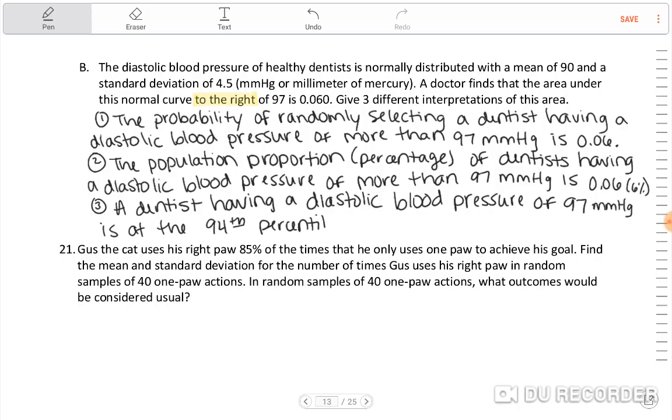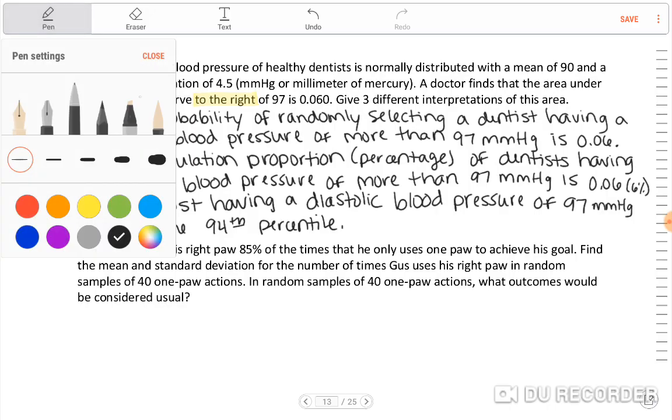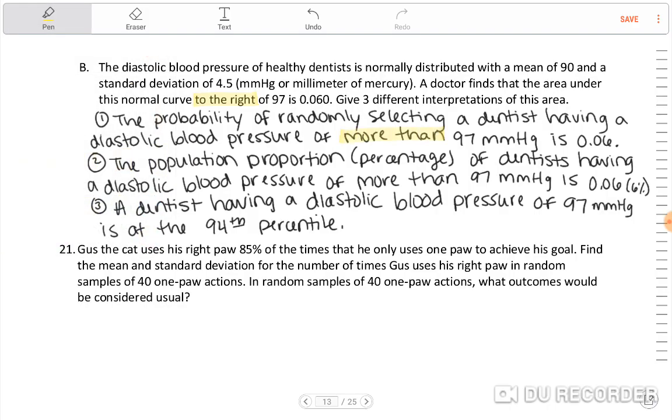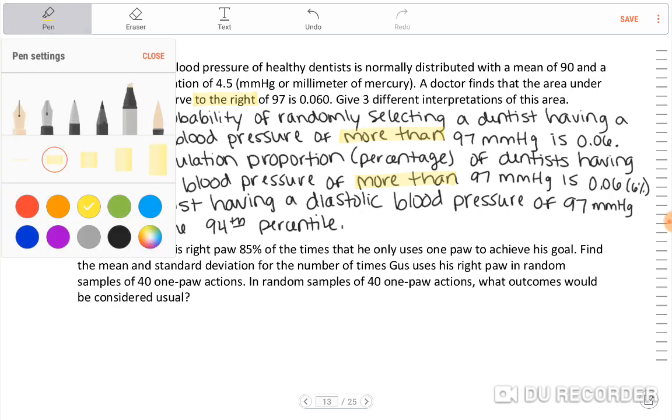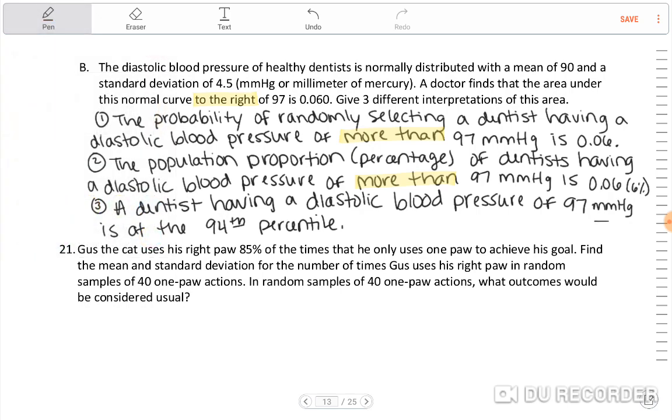Okay. So to the right means more than. And if you're doing percentile, then you're going to have to do 100 minus whatever your percentage is there.